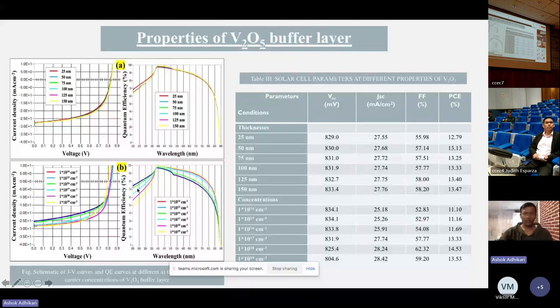In the second figure, we have varied the concentration from 1 × 10^14 to 10^19. In the normal case, the carrier concentration of the B2O5 n-type window buffer layer should be higher than that of the p-type CIGS absorber layer. Why? Because if it is higher, it can extend the space charge region where we can collect the photons, meaning absorb photons, so we can collect the energy.